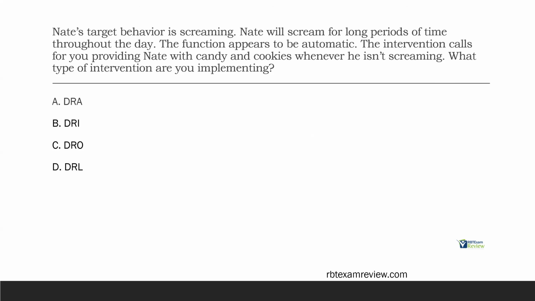DRO, there's no replacement behavior and we're reinforcing for a behavior not occurring. DRA and DRI, we reinforce the replacement behavior. DRI, the replacement behavior cannot happen at the same time. DRA, it can. Remember that, okay? And you'll never miss one of these questions. So again, in this question, we're reinforcing Nate for not doing something, for not screaming. Therefore, we are implementing DRO.